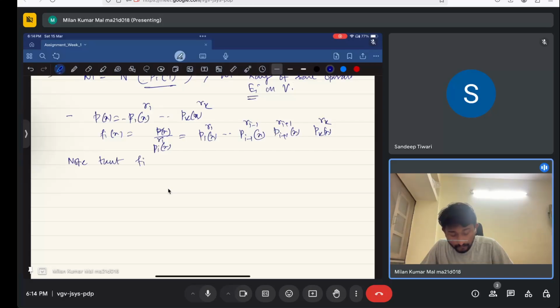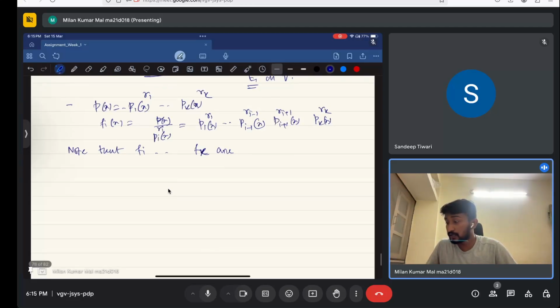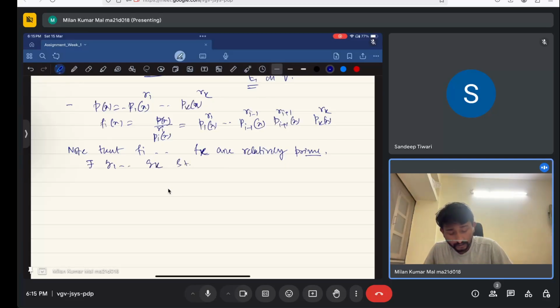But note that f1 all the way to fk are relatively prime to each other; the GCD is one. They are distinct prime polynomials. So we know that if two or more terms are relatively prime, there exist some polynomials g1 all the way to gk such that the summation of gi fi equals the identity.